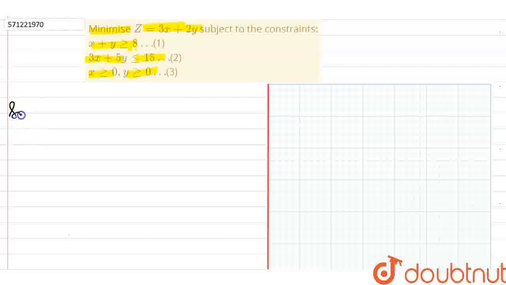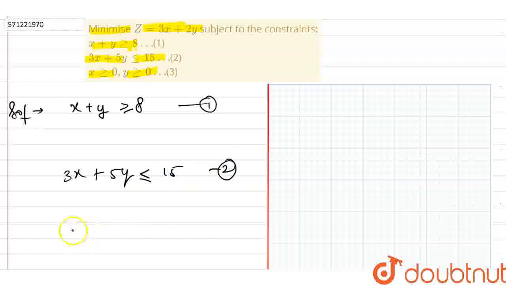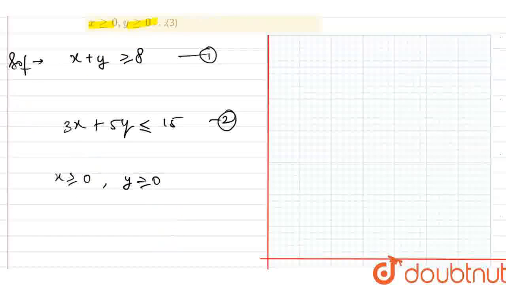So let's try to solve it. First of all, we have been given the constraints. I'm writing the constraints first: x plus y greater than or equal to 8, and this is my equation number 1, let's say. Now second, I'm going to write 3x plus 5y less than or equal to 15. Let's say this is equation 2, and x is greater than or equal to 0 and y is greater than or equal to 0. First of all, I'm going to make the graph for the given equations.